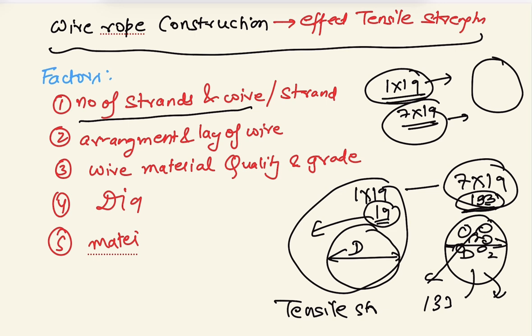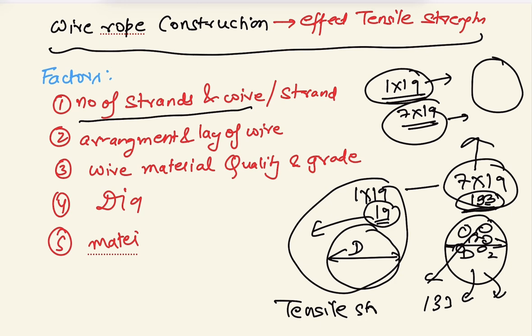Where the application relates to flexibility, where the wire rope has to be wrapped around a sheave or a drum, the 7 into 19 wire rope sling is more useful. Understand? If the total number of wires in a construction increases, the flexibility increases, and such wire rope slings are used in drum operations, like a winch, or in crane hoisting operations, because they are more flexible.